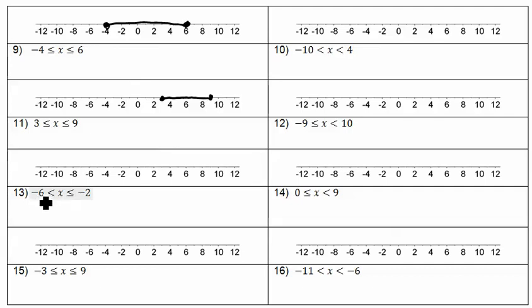x is between -6 and -2. But because there's no line on this one, we're going to use an open dot at -6. There is a line on the other one, so we use a closed-in dot at -2. And then here, x is between -3 and 9. They both have lines underneath them, so we use closed-in dots at -3 and 9.